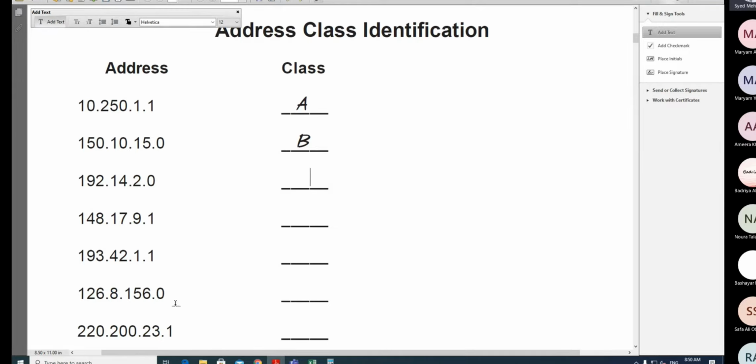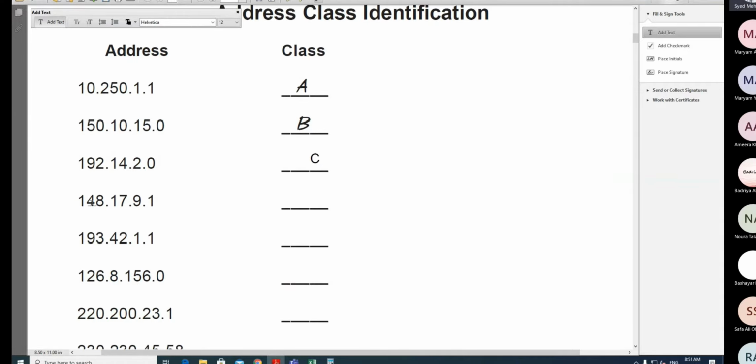192.14.2.0. Which class does it belong to? Class A, B, or C? Okay, class C. Good. This is class C.